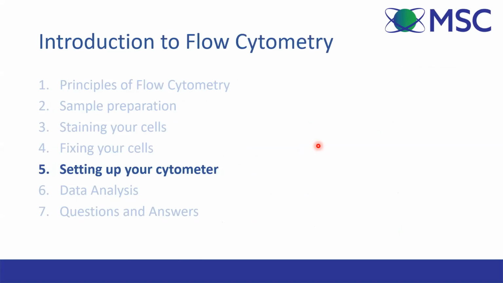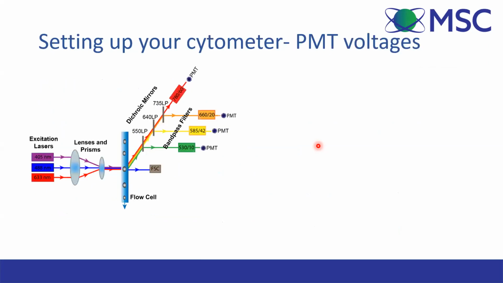So now we'll move on to setting up your cytometer once you have your cells stained and they're ready to go. If we come back to this image again here, we know that a laser will excite your fluorescent molecule on the cell as it passes through the flow cell. This light is then filtered and captured by the PMTs for each channel. But what happens next? How does the photon of light hitting the PMT end up as a data point on your plot?